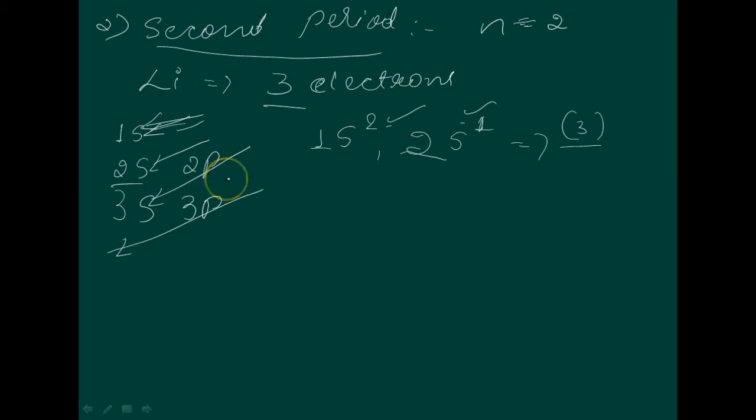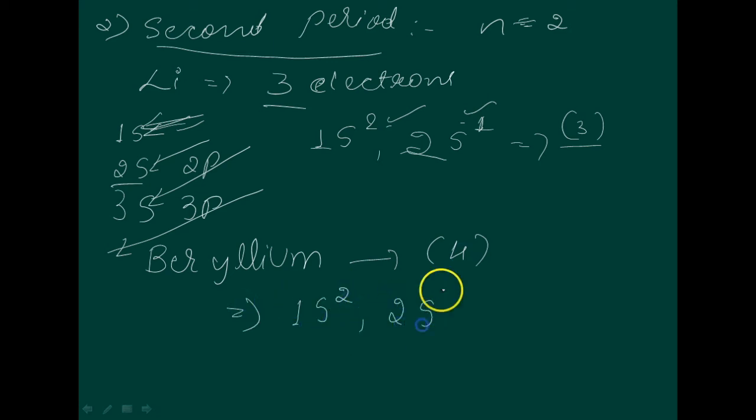And the next element, beryllium, has 4 electrons. Okay, you just write it down, beryllium which has 4 electrons. How can you write the electronic configuration? That is 1s squared and 2s squared, where s occupies a maximum of 2 electrons. Okay, so this is about the second period.